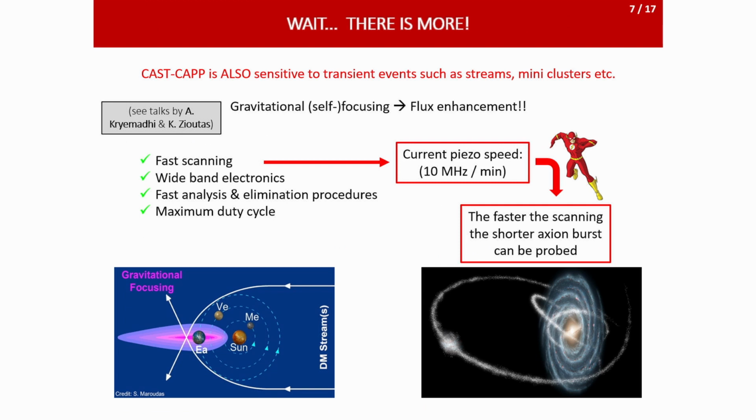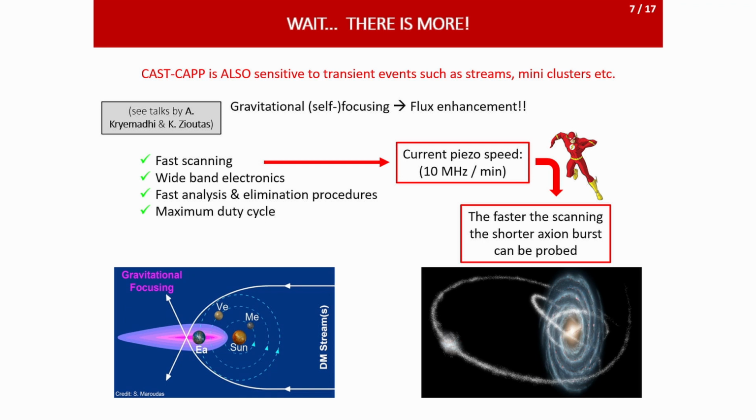But CAST-CAPP does also more than conventional dark matter axions. So, together with conventional dark matter axions, we can also scan for other events, for other streaming events, transient-like streams or mini clusters. And as you saw probably before by Konstantin or yesterday by Abbas, in the various talks, we can have basically gravitational focusing by the planets and the sun, or self-focusing by the Earth itself, which leads to a significant flux enhancement.